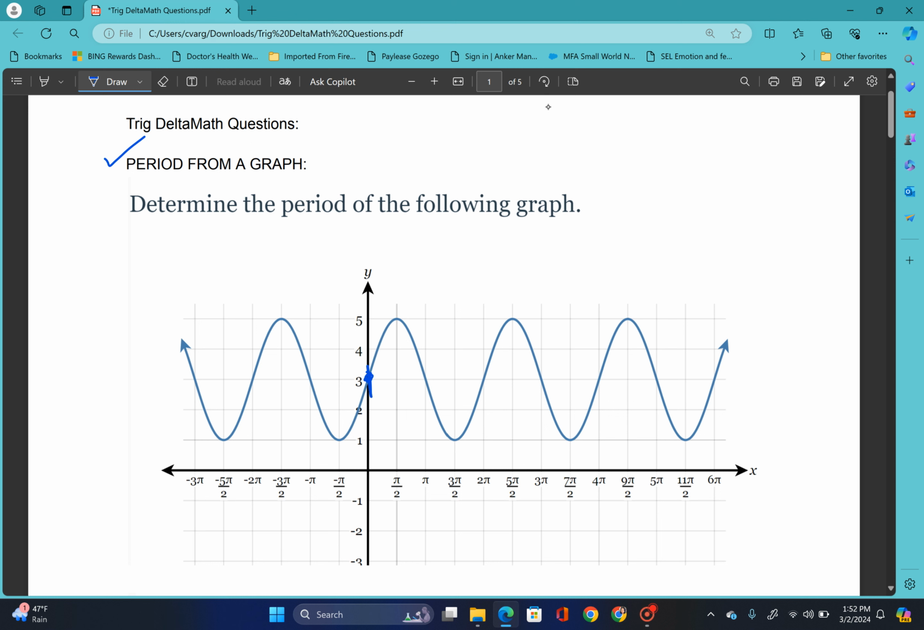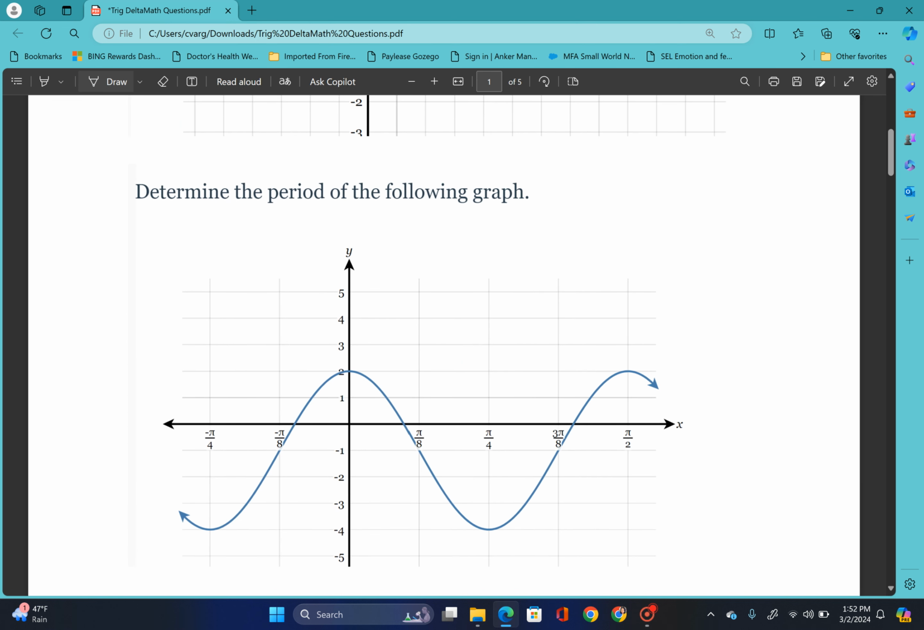So you see right here, this is where the graph starts. So I want to follow that path of the graph until it makes a full cycle. So it goes back down, it comes past that point, and it ends right here, right? So that's one full cycle, and I'm going to look and see what that matches with. So that's 2 pi. So my period of this function is 2 pi. Okay, that's the answer. Done.